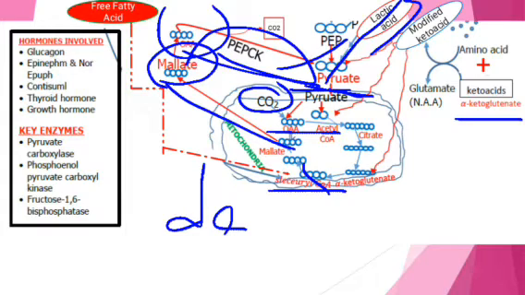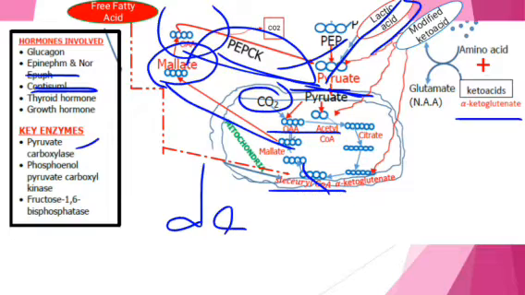So the hormones involved: glucagon, epinephrine, norepinephrine, cortisol, thyroid hormones, growth hormones. Key enzymes you need to know. Key enzymes of the gluconeogenic pathway: pyruvate carboxylase, phosphoenolpyruvate carboxykinase, fructose 1,6-bisphosphatase, and the key steps, the stages where they are at.